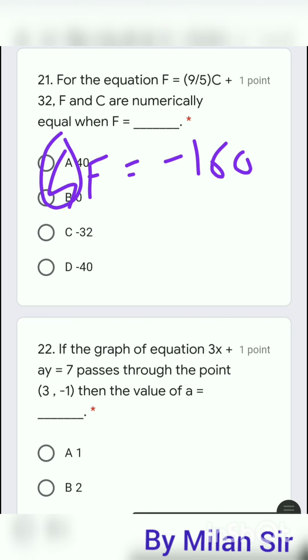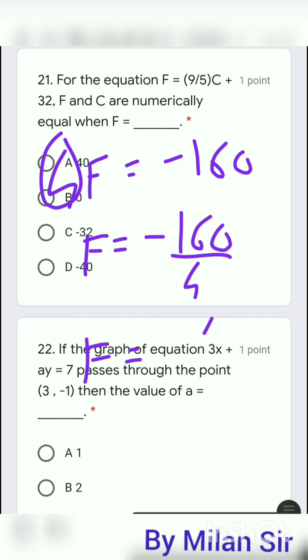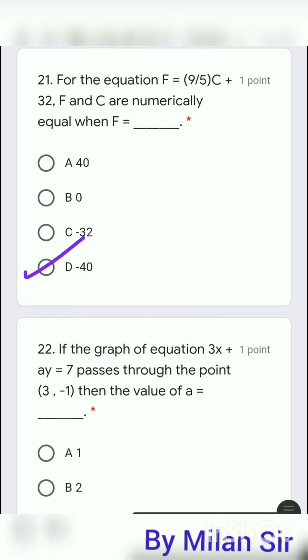Now transfer this 4 to the right hand side, it goes to the denominator, so divide by 4. So F = 160/4, that is 40, and plus into minus is minus, so -40. So F = -40. This is the correct answer. That means option D.